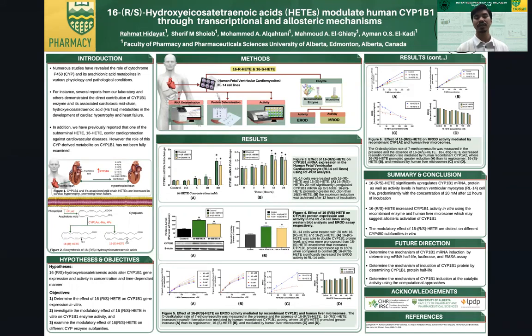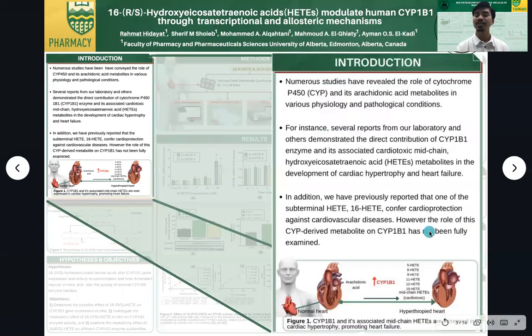Al-Khadi's supervision. Today I'm going to present to you my poster entitled 16-RS hydroxyeicosatetraenoic acid, 16-HETE, modulates human CYP1B1 through transcriptional and allosteric mechanisms. Well, to begin with, many studies have depicted the contribution of CYP1B1 and its associated cardiotoxic mid-chain HETEs in the pathogenesis of cardiac hypertrophy. This fact drove our attention to 16-HETE.